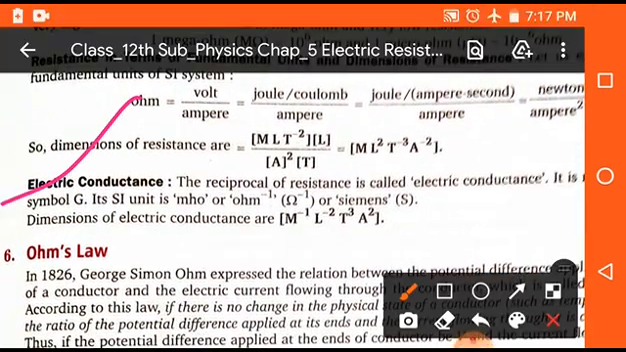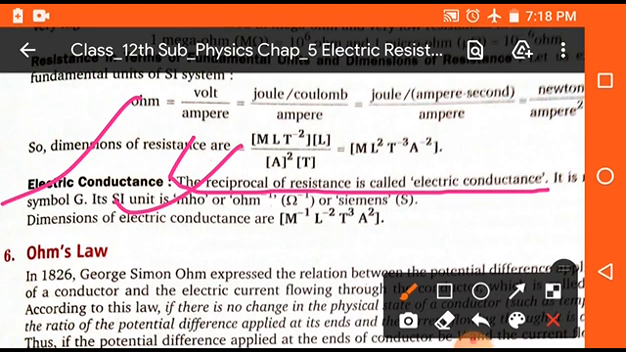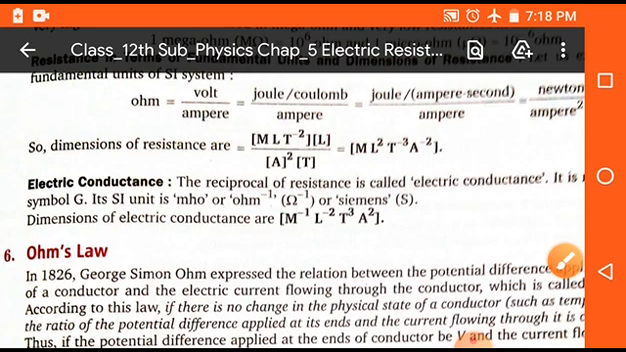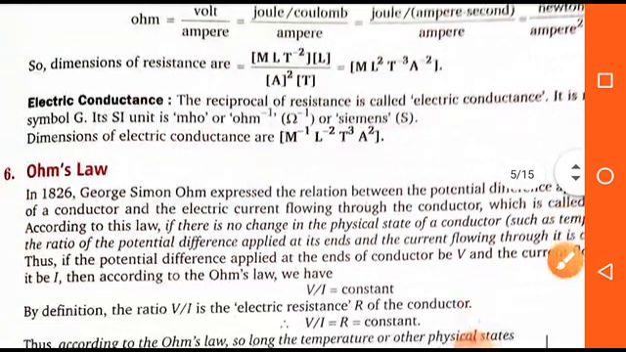Now students, we will discuss here electrical conductance. Electrical conductance is the reciprocal of electrical resistance. And if the unit of electrical resistance is ohm, then its unit will be 1 upon ohm. That means we can say mho or ohm inverse, and the dimension is M⁻¹L⁻²T³A². These are the dimensions of electrical conductance.